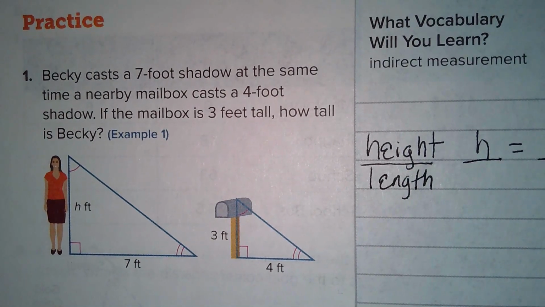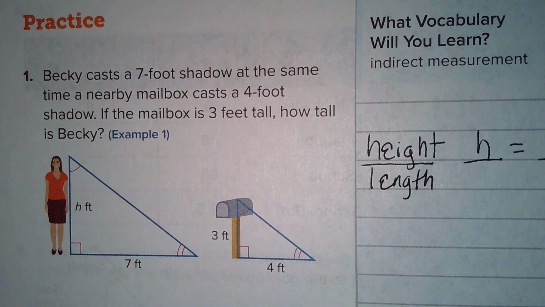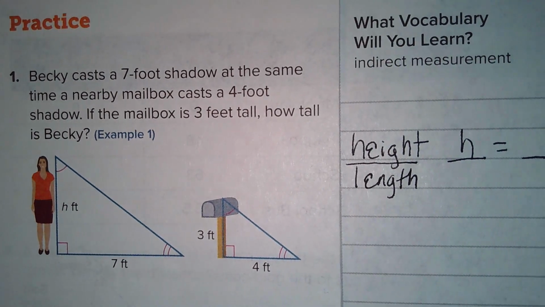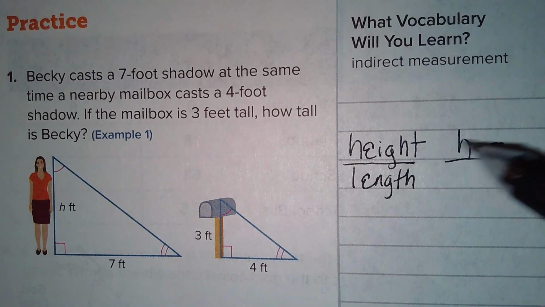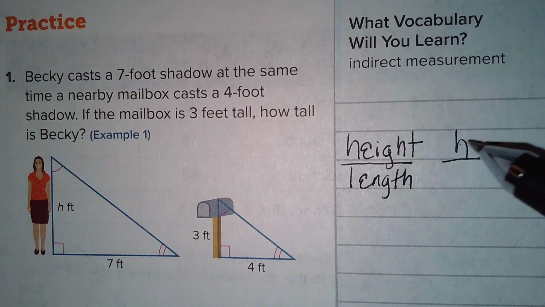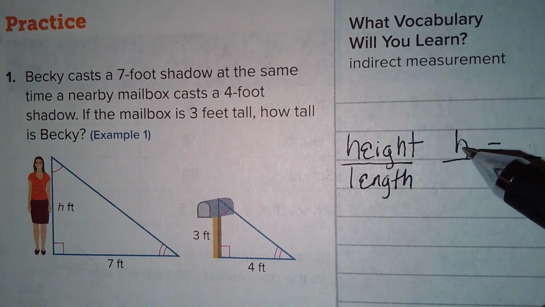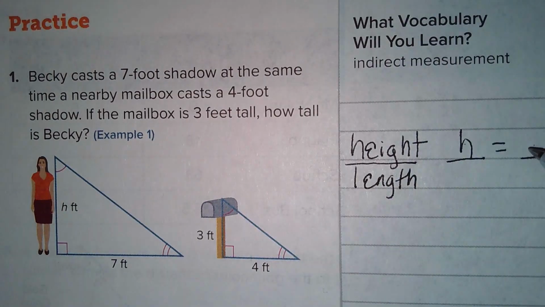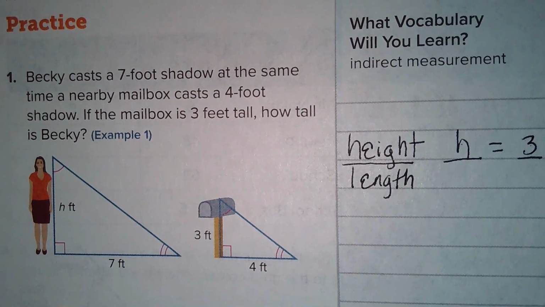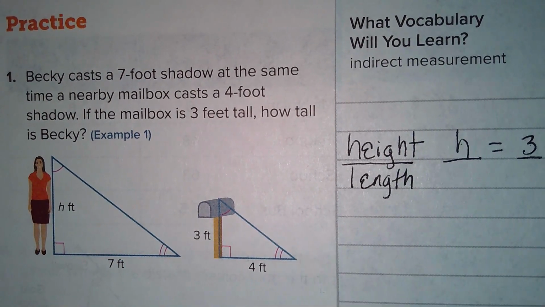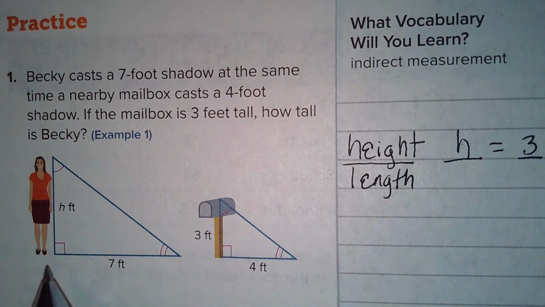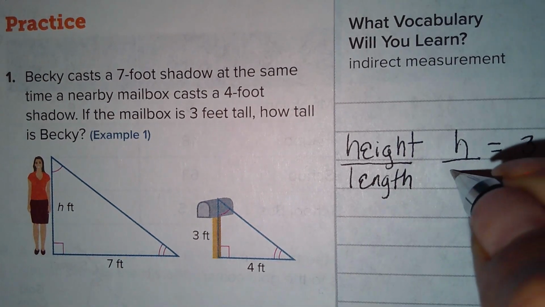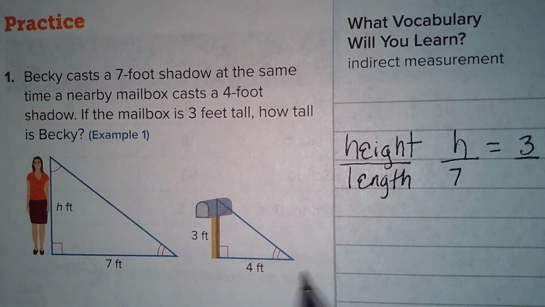If you're not familiar with what a proportion is, I should have said this before we started. A proportion is two fractions set equal to each other. So I'm going to have my height in the numerators of both of my fractions. So I'm going to have H here because that's Becky's height. And then over here, I'm going to have 3 because that's the height of the mailbox, right? All right, and then in the denominator for my length, from this first triangle, my length is going to be 7 feet. And then over here, my length is going to be 4.